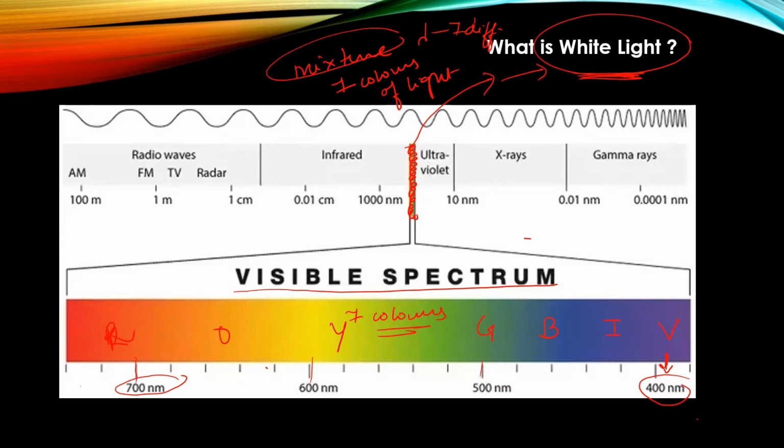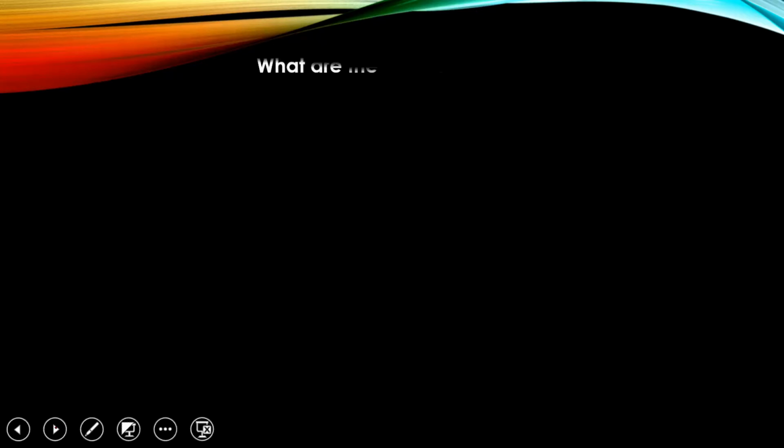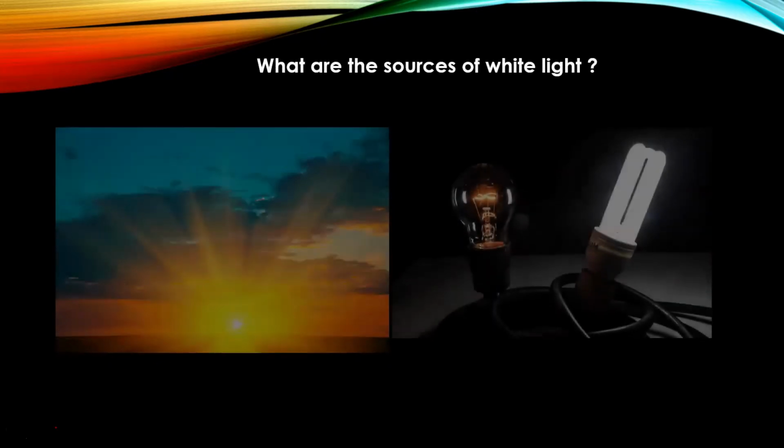So a mixture of these seven colors, which is visible to us, is called white light. Okay, right. Now, what are the sources of white light? From where do we get white light?